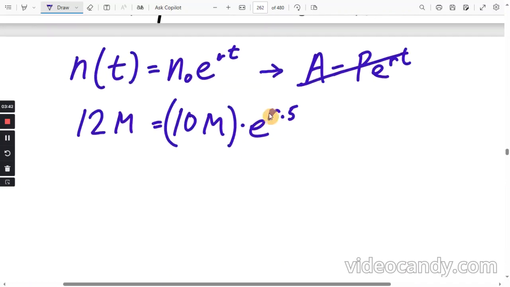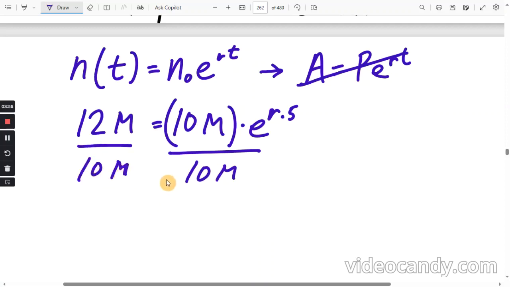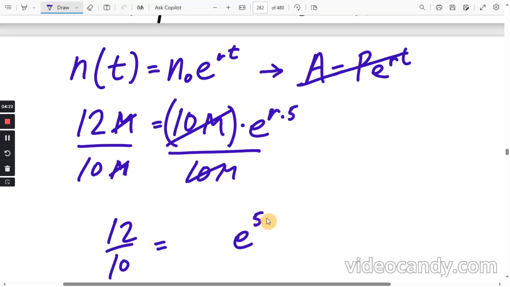Just like last time, we want to isolate this exponent, but it's only applied to the e. We want to get rid of 10 million, so I'm going to divide both sides by 10 million. Again, if you want to write the 6 zeros, you can, but it's irrelevant. It's going to cancel. On the right, 10 million over itself is gone. On the left, a million divided by a million cancels, and you can reduce this. You could make it 1.2, but like I always say, I like to leave it as a fraction. So 12 over 10 is going to equal e to the power of r times 5, which is just 5r.